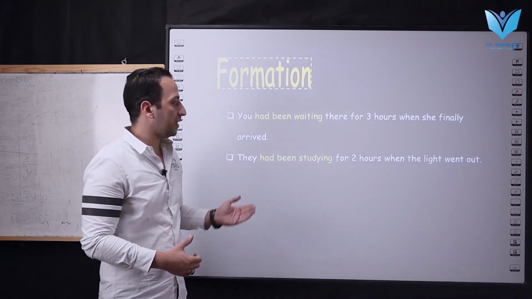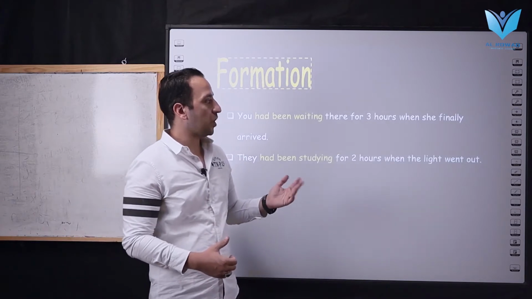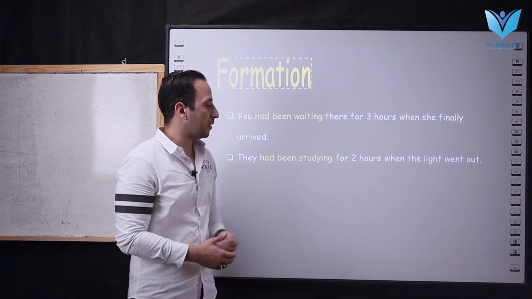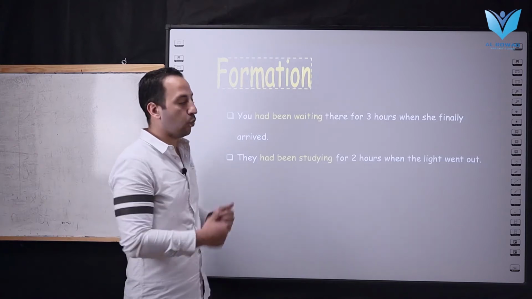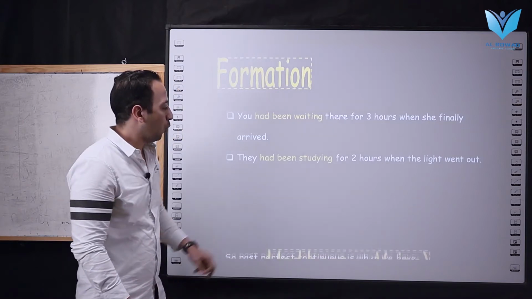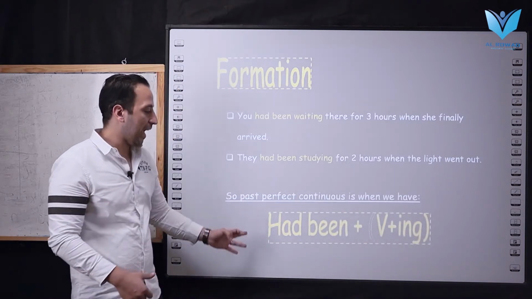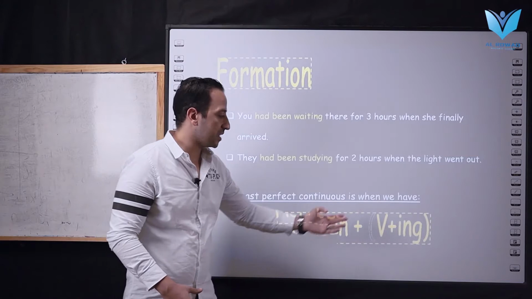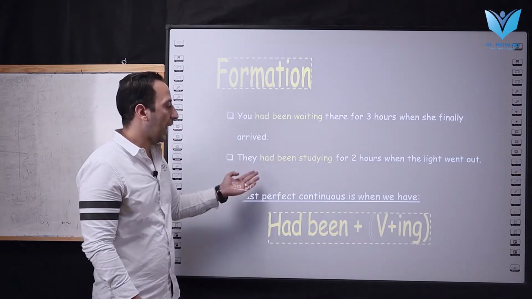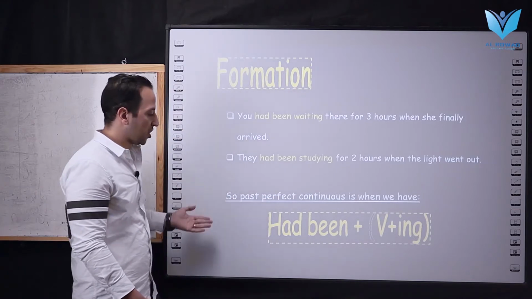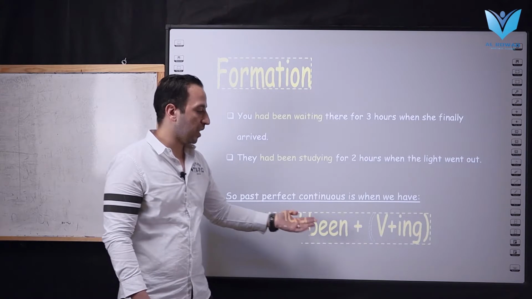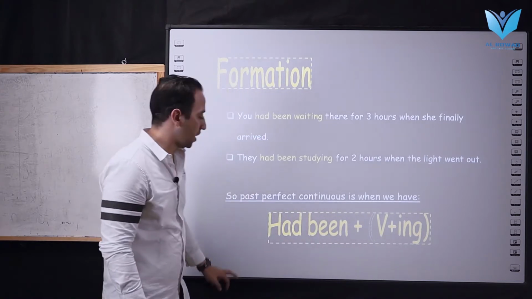You had been waiting there for 3 hours when she finally arrived. They had been studying for 2 hours when the light went out. So here it's clear, the formation of this tense. What is that? It's had been plus verb plus ing. Like here, had been waiting, and here, had been studying. So the formation of the past perfect continuous is had been plus verb plus ing.